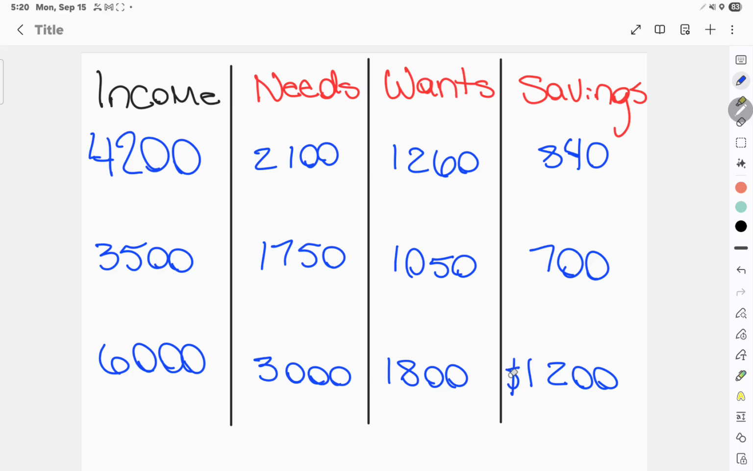So go ahead and move on to the next part in the lesson, and there will be a quiz at the end where you'll be able to practice the 50-30-20 rule.